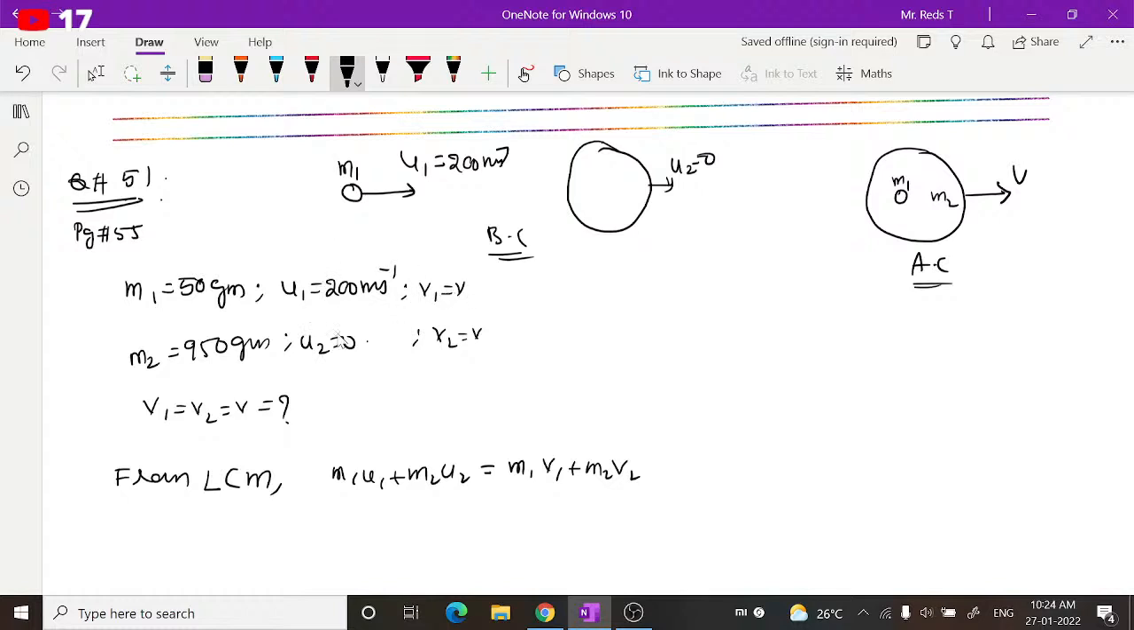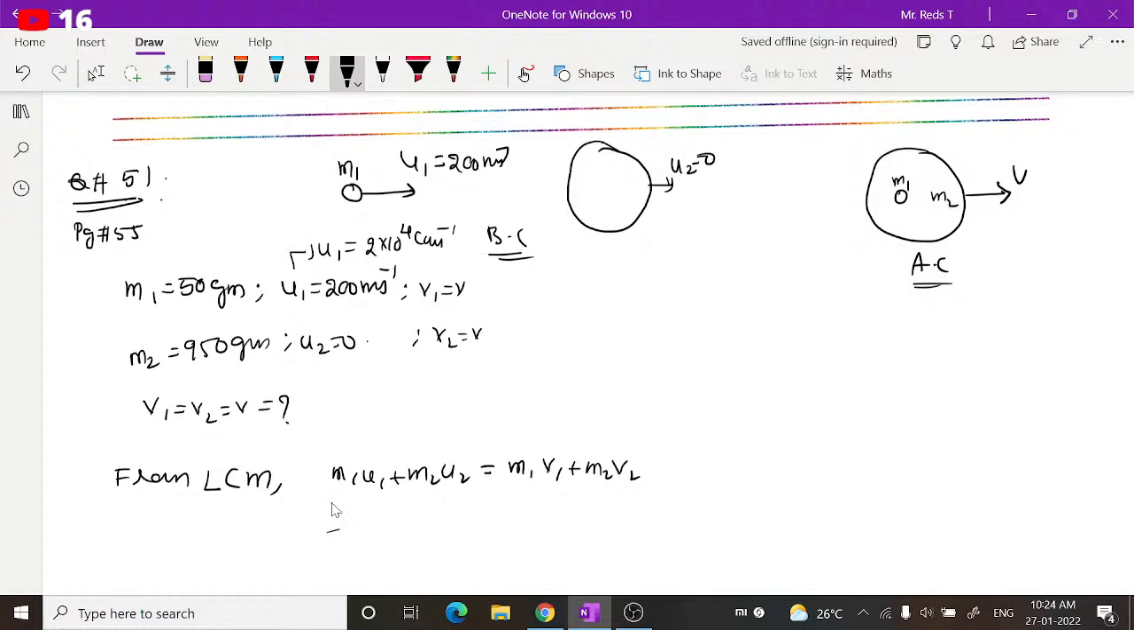So U1 can be taken as 200 meter per second. 1 meter equal to how many centimeters? 100 centimeters. So 2 into 10 to the power 4 centimeter per second, because 1 meter equals 100 centimeters. So 200 can be expressed as 2 into 10 power 2 into 100, meaning 10 power 2, which is 2 into 10 power 4 centimeter per second.